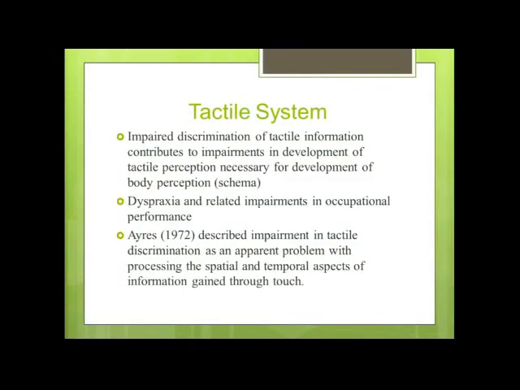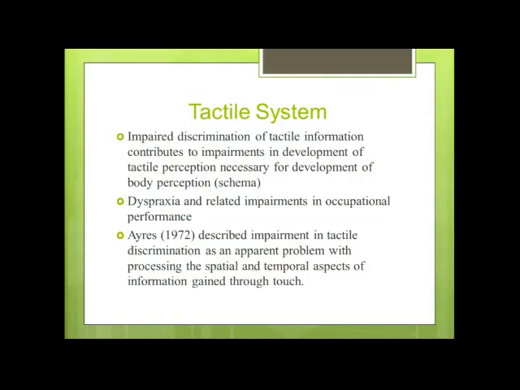Ayres discussed and focused on the tactile system a great deal in her original work, and she described impairment in tactile discrimination as an apparent problem with processing the spatial and temporal aspects of information gained through touch. She talked about how important touch discrimination is to the development of the tactile perception necessary for development of body schema or body perception. And then she related tactile processing problems to dyspraxia and its effect on occupational performance or daily function.